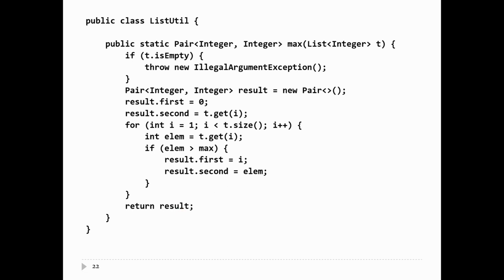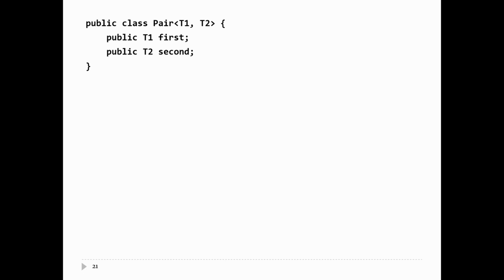And then when you're done, you've got the maximum element and its index. You just return result. Whoever gets the pair back just writes p.first and p.second to get the index and the maximum value. So that's a very simple example of making a generic class.